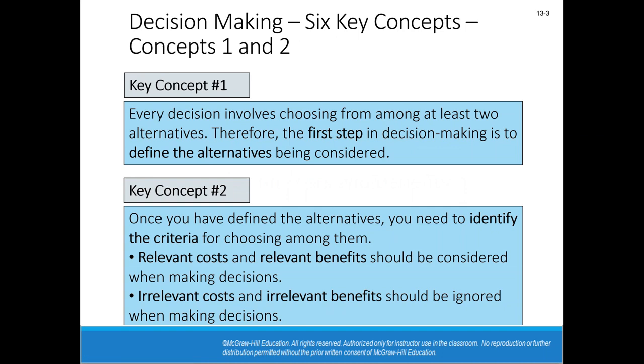So there are six key concepts. Number one, every decision involves choosing from among at least two alternatives. So you'll have option A, option B, maybe option A, B, and C, and A would be continue as we are now.